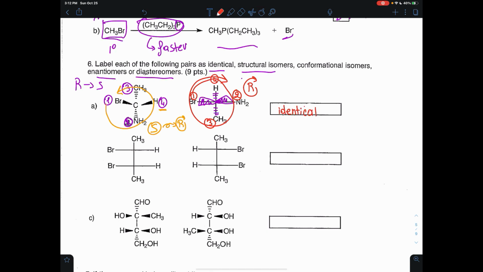If one of them were R and the other one S, let's pretend here, then there would be enantiomers. Just keep that in mind, because enantiomers are just mirror images, and those two are not mirror images. They're just the exact same, but they have different orientations of the Brs, and end up being the same exact molecule. Now let's look at the second one right here.